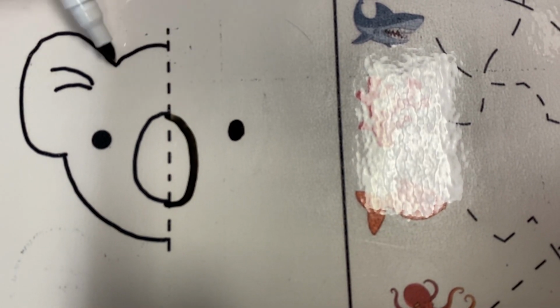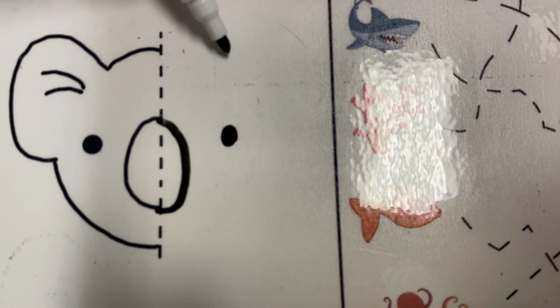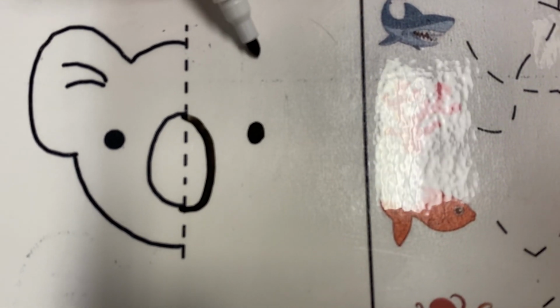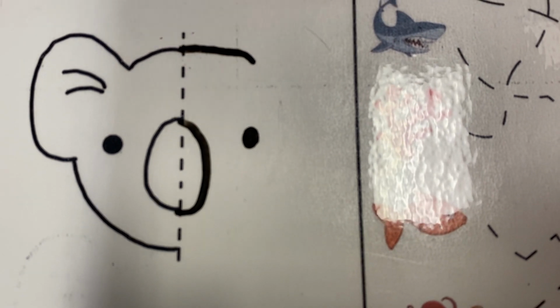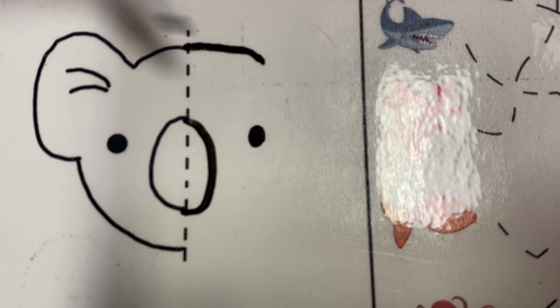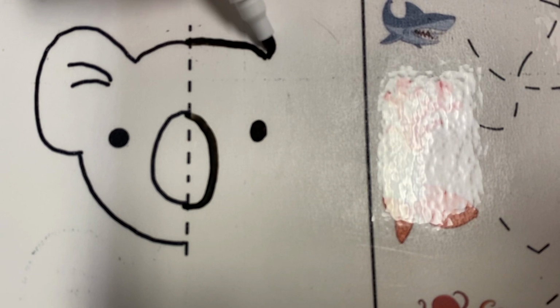All right. So this one's kind of an arch. So maybe there. Not too bad. Not too bad. All right. And then it kind of goes back up for the ear.